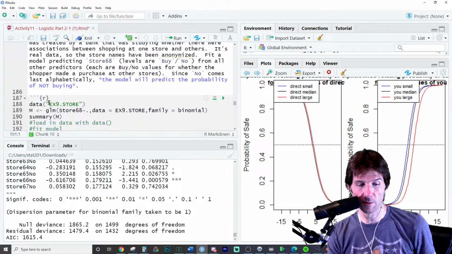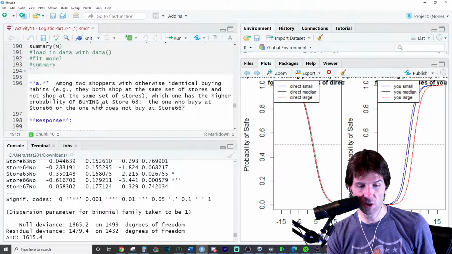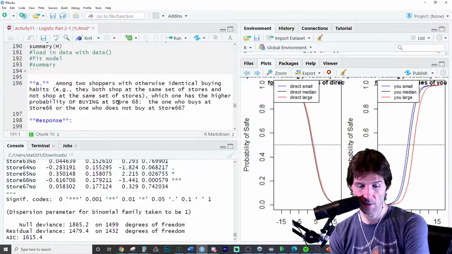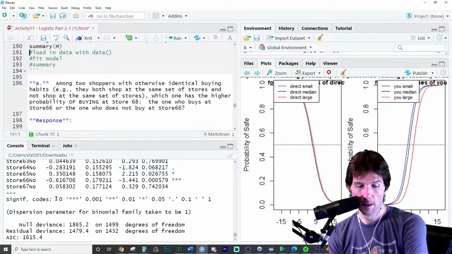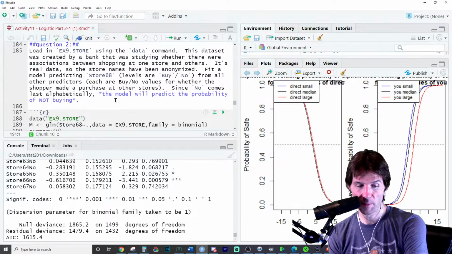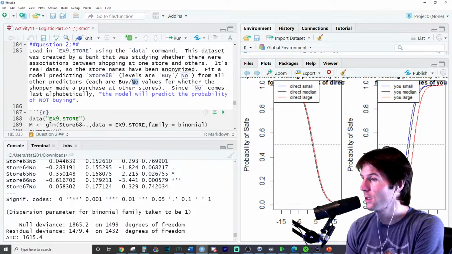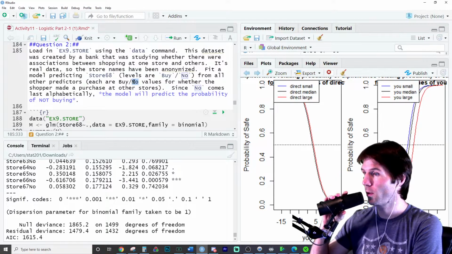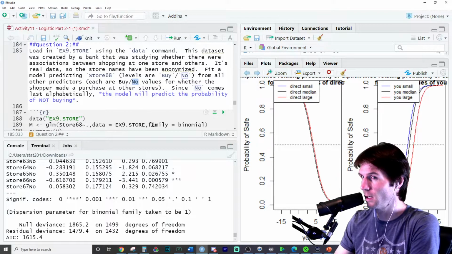So since no comes, yep. Among two otherwise identical shoppers, they both shop at the same set of stores and not shop at the same set of stores. Which one has a higher probability of buying at store 64? The one who buys at store 66 or the one who does not buy at store 66? So we are predicting the probability of not buying. So we'd actually want to see here a negative coefficient, which would mean it would lower the probability if somebody did not buy.